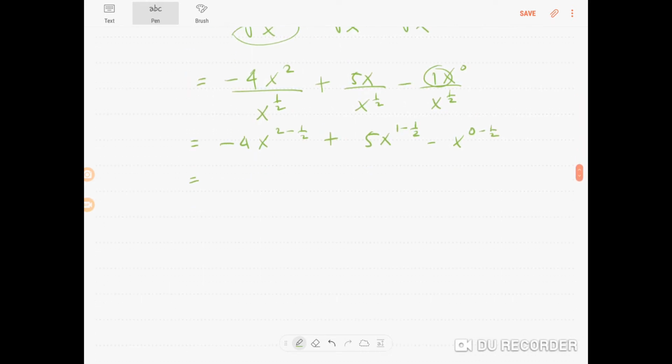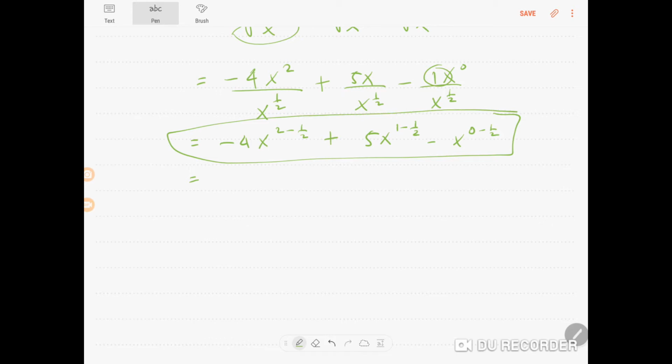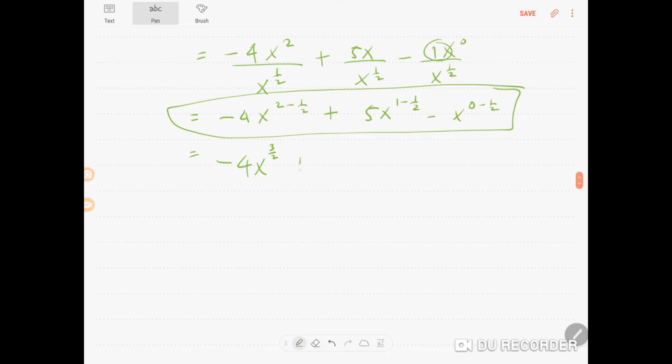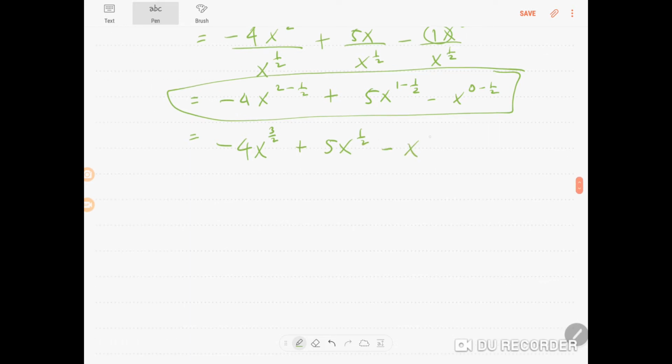Now, you can even go on to simplify this part already, okay? How do you simplify this? Basically, negative 4 x to the power of 2 minus half. So 2 minus half is basically 3 over 2. So you can rewrite that as negative 4x to the power of 3 over 2, right? And then move on to 5x to the power of 1 minus half. It's basically x to the power of half, right? And the same case with 0 minus half, which is negative half.